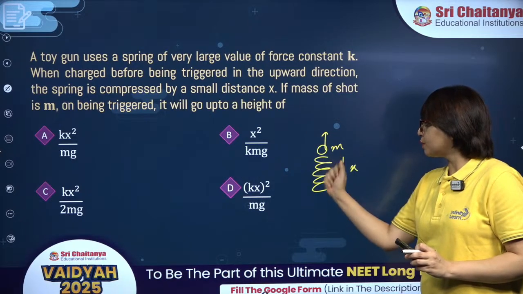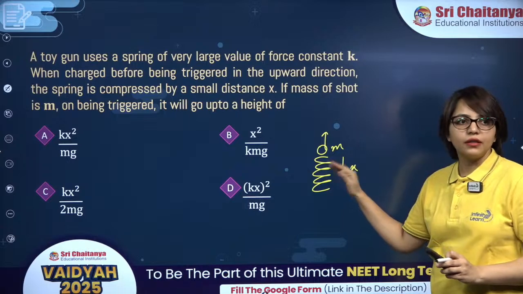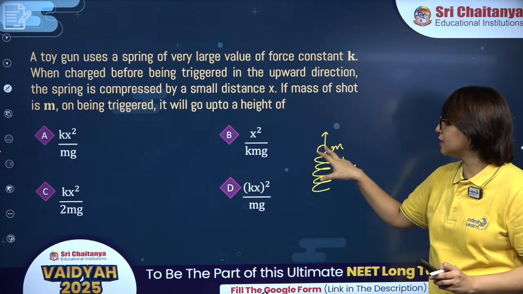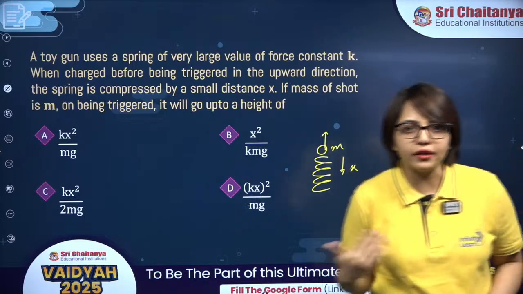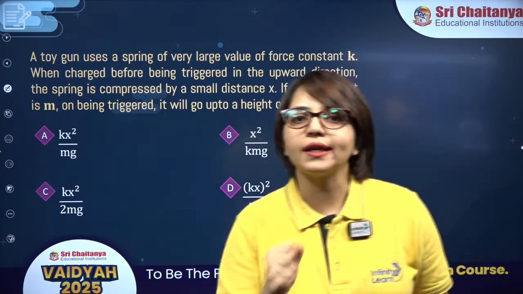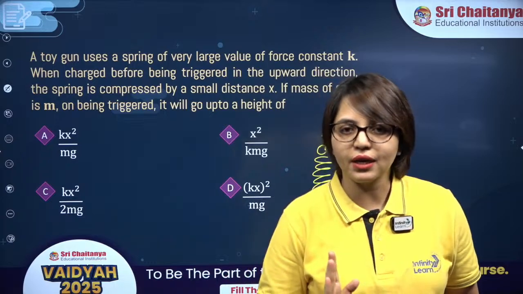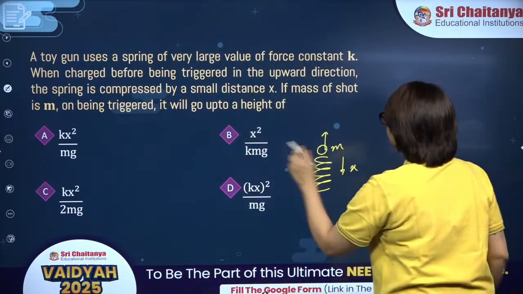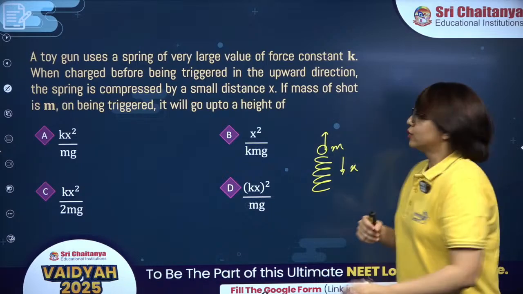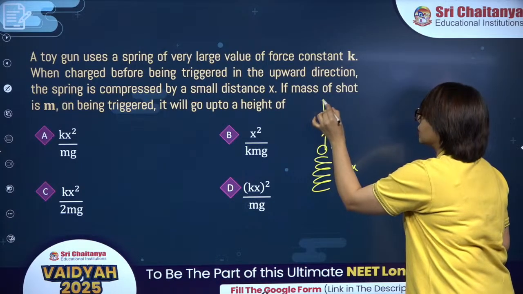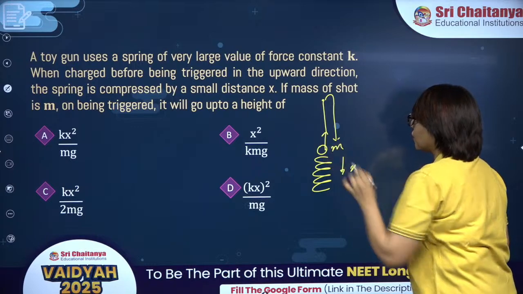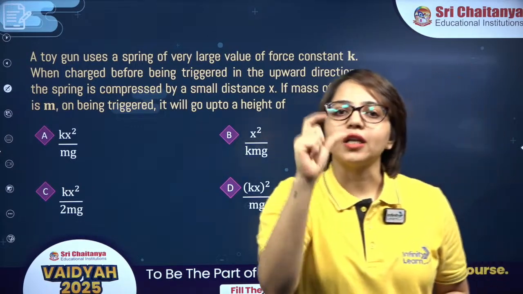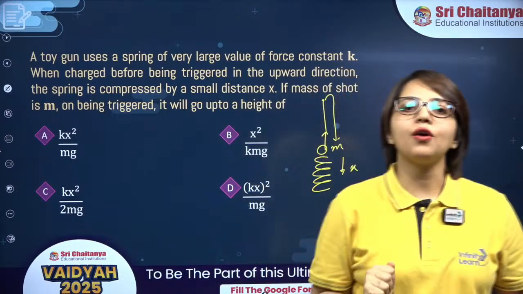So once you release the spring, what will happen? It will transfer its potential energy, the elastic potential energy, to this mass. With the help of that elastic potential energy, the mass will gain kinetic energy, and with the help of that kinetic energy, the mass will go up, right? Since it is going against gravity, it will go up to a certain height and then fall back. So you have to find how much height it will gain before coming down.